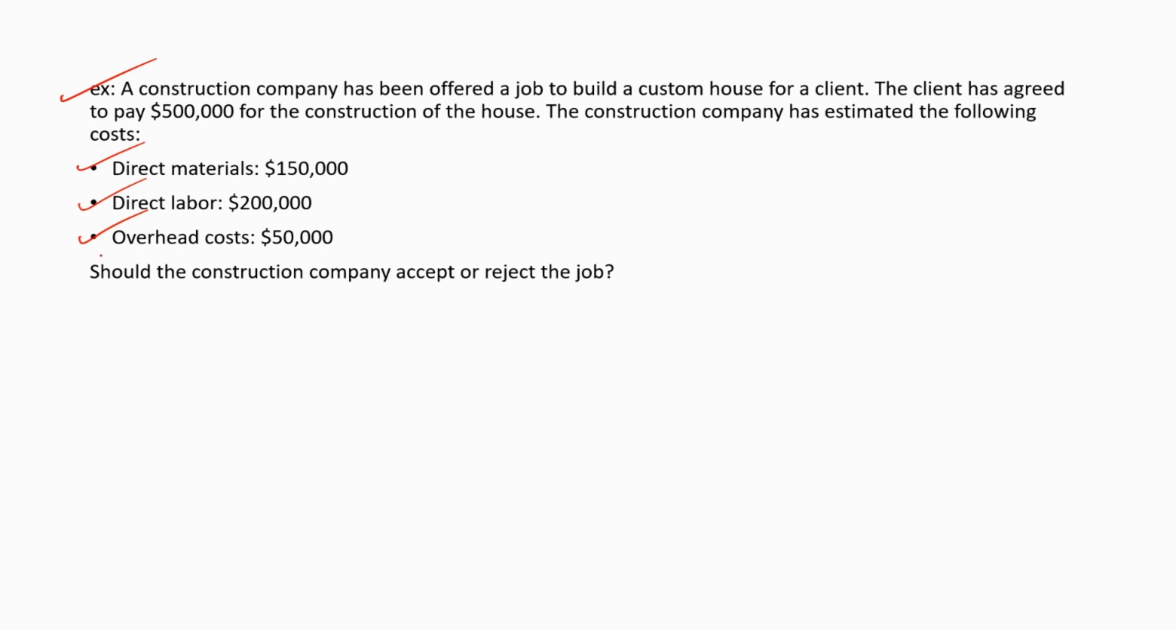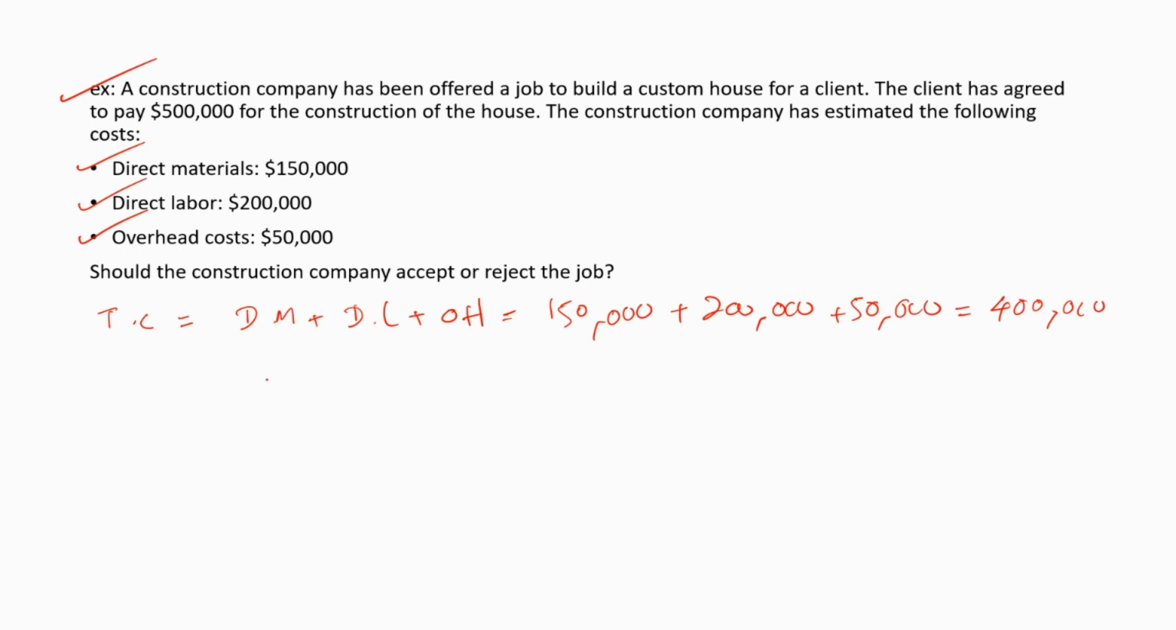So what we have to do is calculate the total cost for this specific job. The total cost is equal to direct materials plus direct labor plus overheads. So this is equal to 150,000 plus 200,000 plus 50,000, which is equal to 400,000. So this is the total cost, and they have given us the amount that the client has agreed to pay, which is 500,000. This is the revenue, or the price they are willing to pay.